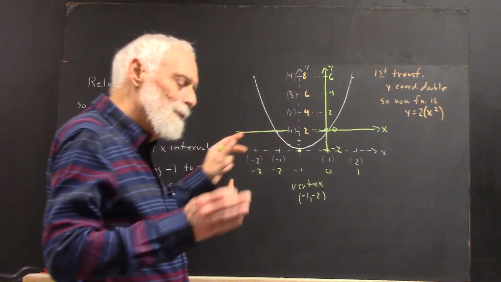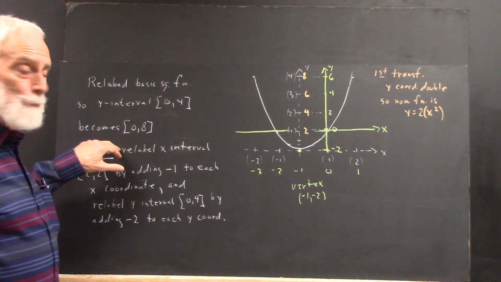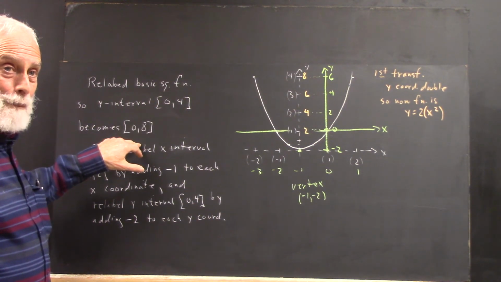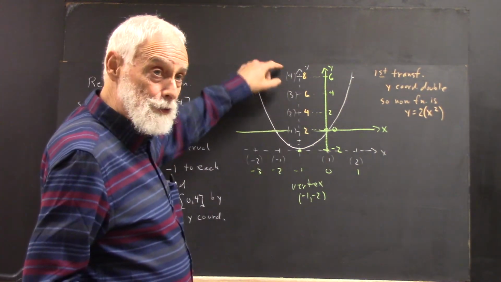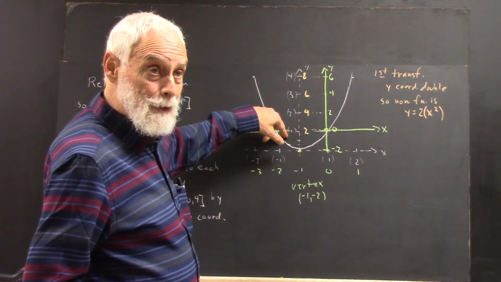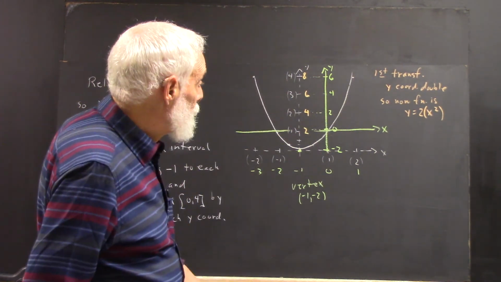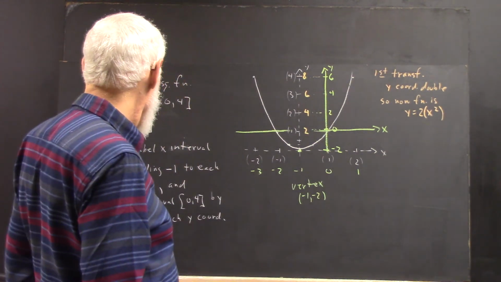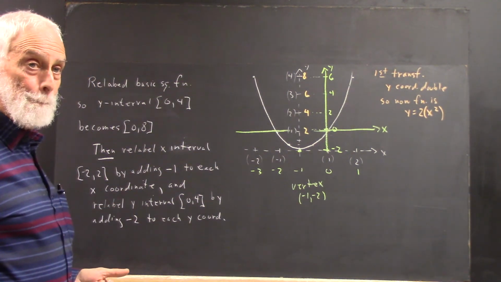Okay, so where are we now? Our first transformation was 0,4 became 0,8. If you do that, then all your y coordinates get doubled, as you see here. Very important. They all get doubled. Okay. Now what happens? Well, now you add -1 to each x coordinate, right?